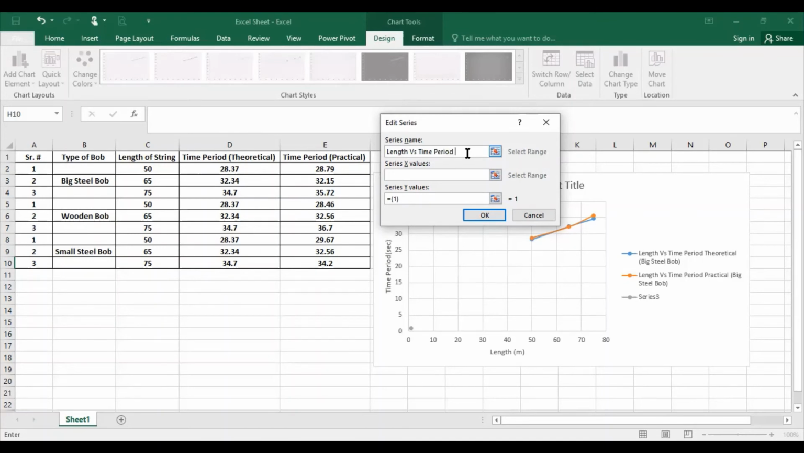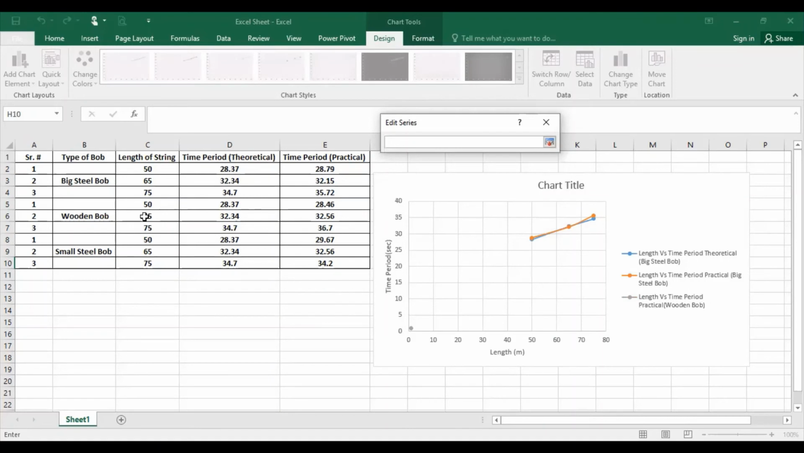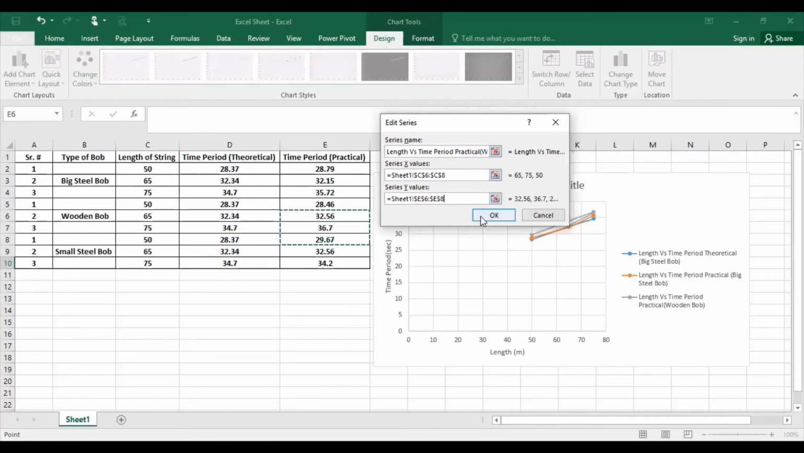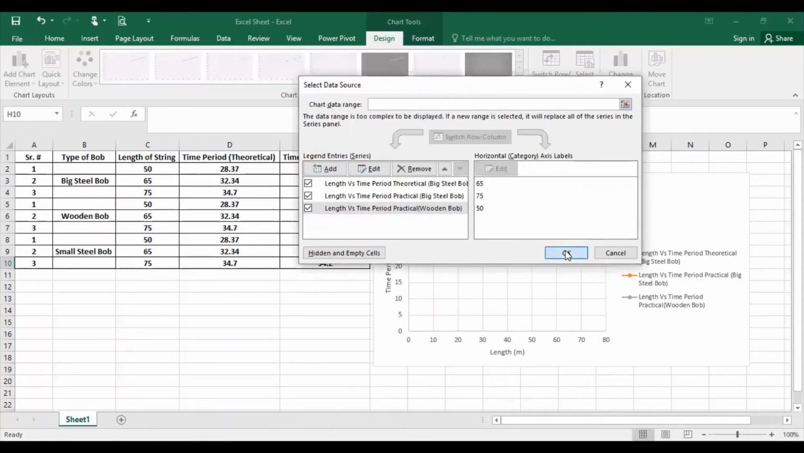And what I am going to do, it's a practical value, and I am writing here it's a wooden bob. So I will take only one value because the length is the same and the theoretical time period remains the same. Now X values will be this, and I am going to take Y values here, this one. Is it so? Yes. So it's done, and you can see I got another graph.